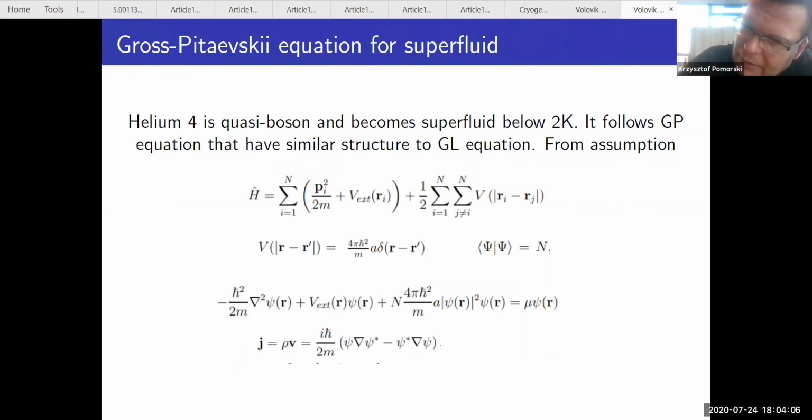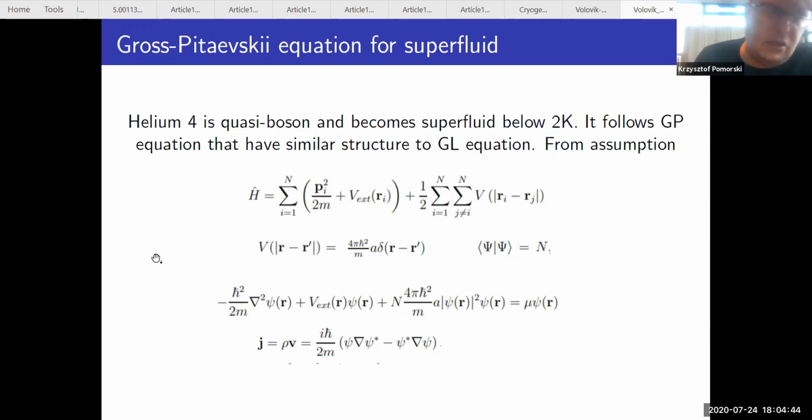You can obtain the Gross-Pitaevskii equation by assuming that you have atoms with point-like interaction, and there's some external effective potential that keeps the condensate in a certain region of space. The point-like interaction is given by this Dirac delta function, and basically it leads you to the Gross-Pitaevskii equation, and such an equation for electric current.